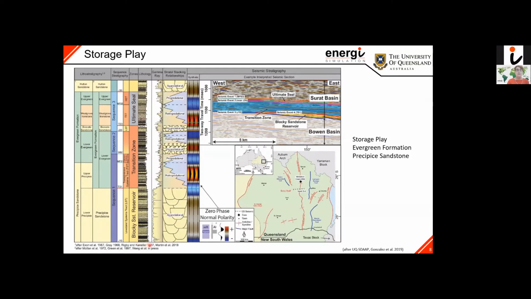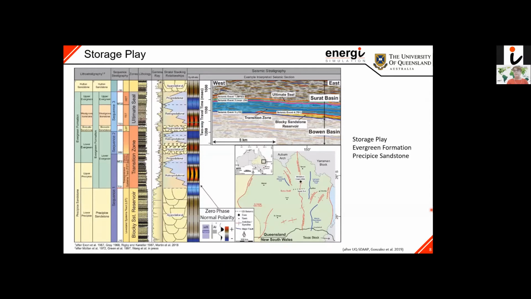So at the bottom of the Precipice Sandstone, we have what we're calling the blocky sandstone reservoir, because of its sort of blocky appearance on the gamma ray log. It is about 80 to 100 meters thick, and it is overlain by what we defined as a transition zone, which is also 100 to 140 meters thick, which is quite heterogeneous and has some sandy, shaly bits in there. On top of it is an ultimate seal, which has quite shaly lithologies in there.